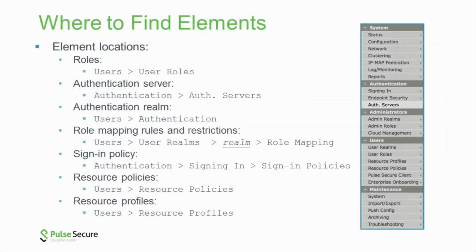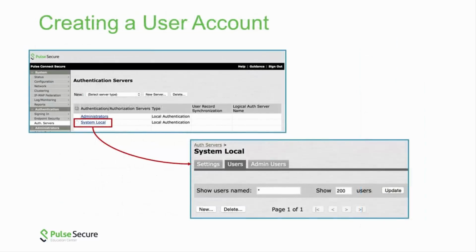When configuring Pulse Connect Secure, you spend the majority of your time in the menus and submenus, including Roles, Authentication Server, Authentication Realm, Role Mapping Rules and Restrictions, Sign-in Policy, Resource Policies, and Resource Profiles. The system defaults are such that all you must do is add user accounts to the local authentication database, and you can test user logins to Pulse Connect Secure.